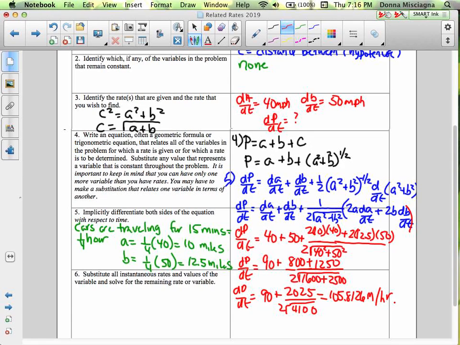So now we have calculated the rate of change in the perimeter. And that means that after 15 minutes, the rate of change in the perimeter is 105.8126 miles per hour. And I could have written MPH.